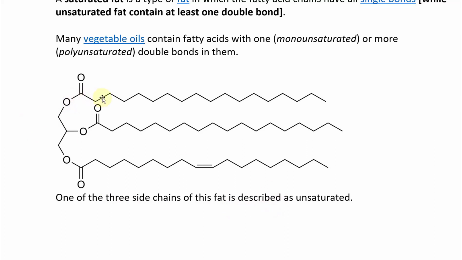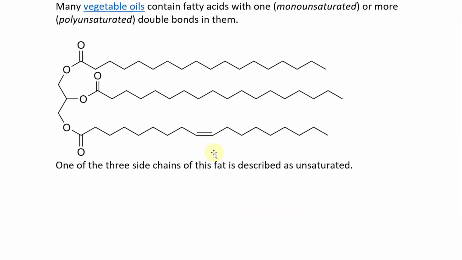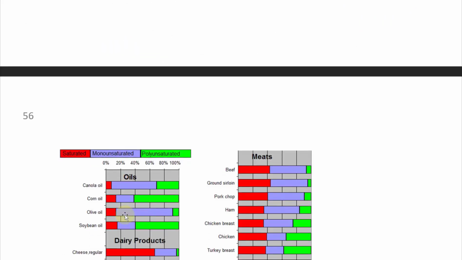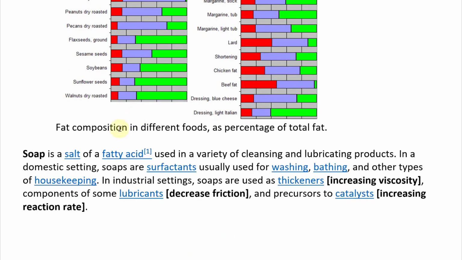So this would be a triglyceride. And notice how here these are all saturated, and this one's unsaturated. This could be considered monounsaturated because one of these has a double bond. And then if it has multiple double bonds, you call it polyunsaturated, and so on.